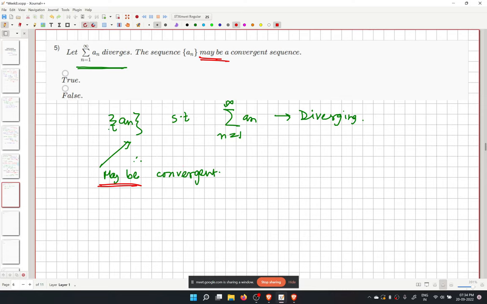But there are sometimes when the summation of elements of a sequence will diverge, but the sequence itself will converge. So this will diverge, but the limit as n tends to infinity of 1 over n will exist, or it will be zero.